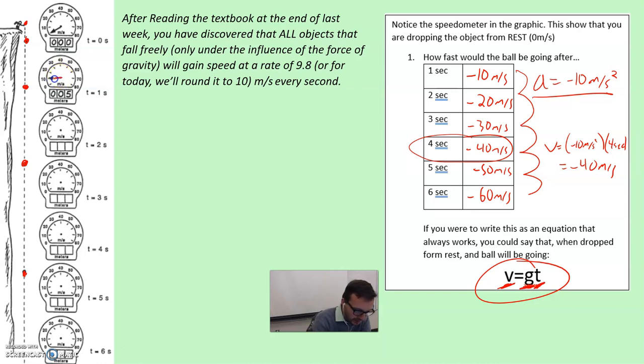But you see how after 1 second the speed's 10, then I draw a little speedometer arrow to 20, then we'd be going 30, then we'd be going 40, then we'd be going 50, going 60. So that's what would happen with your speed, because we're accelerating at a rate of 10 meters per second squared, or 10 meters per second every second. That means that our acceleration there is changing our speed by 10 every second that goes by.